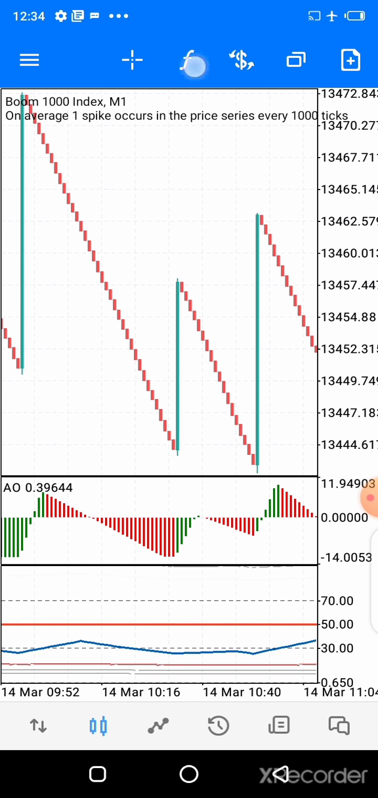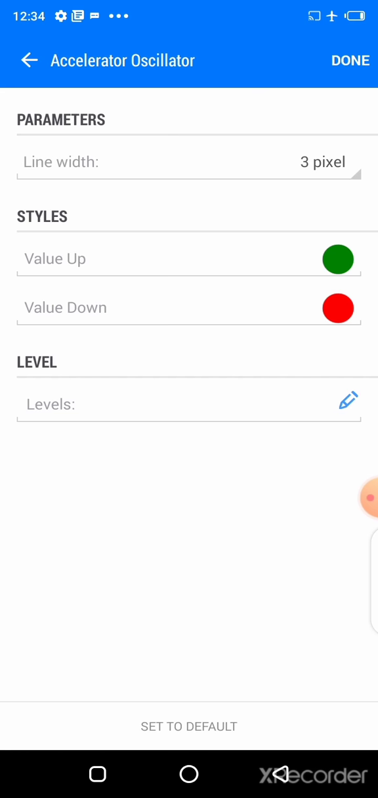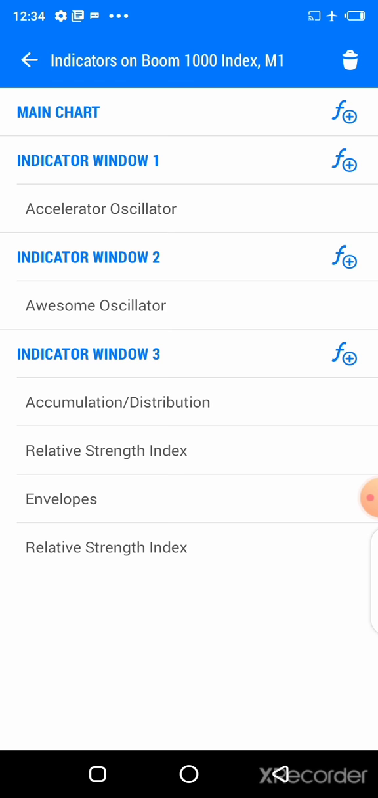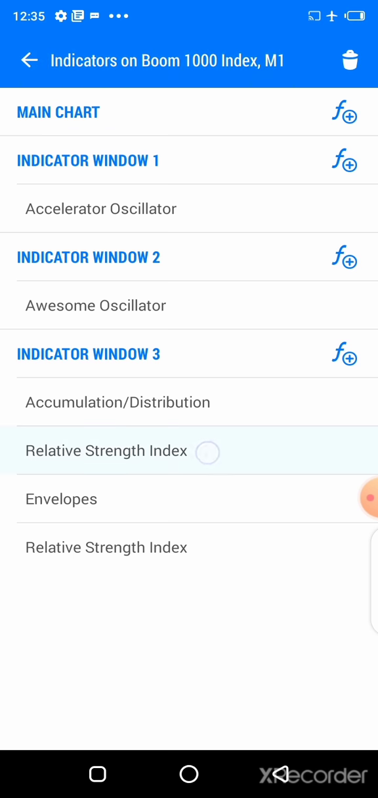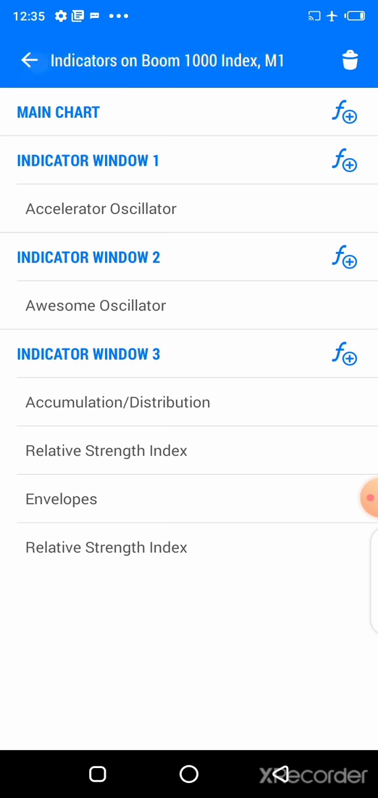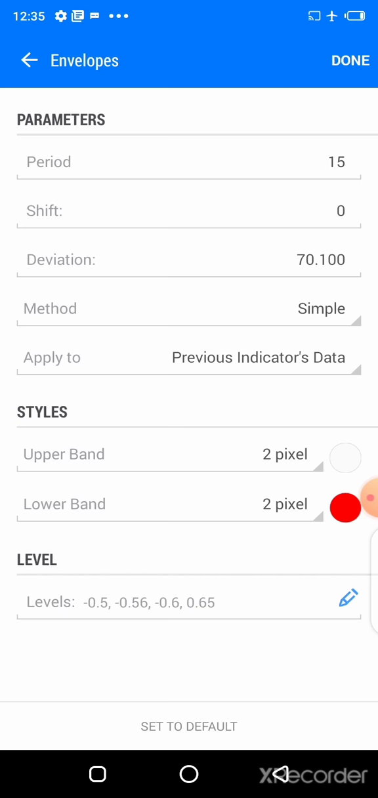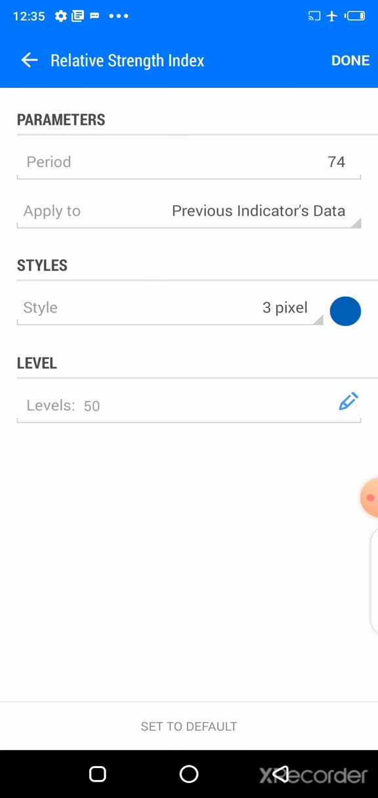Remember, I said I was going to show you all the settings here. For your accelerator oscillator, this is the settings you need. Okay, for your awesome oscillator, this is the settings. For your accumulation distribution, this is the settings. For your first relative strength index, this is the settings. For your envelope here, this is the settings. And then for your relative strength index, the last one here, this is the settings.